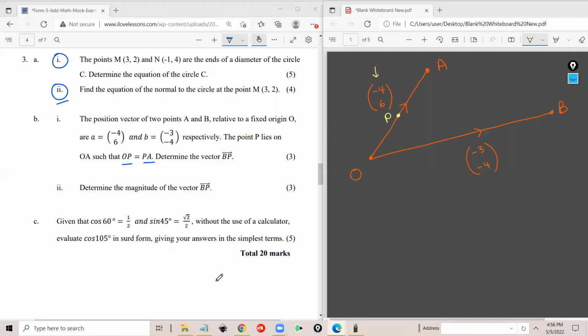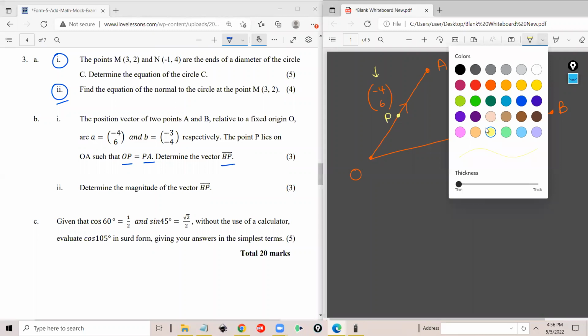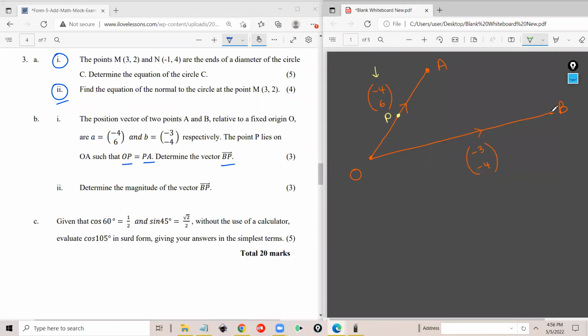All right, so let's see how this goes. They want us to find the vector BP. Now, BP would be this green vector from B all the way to P. So then let's look at the plan here. To go from B to P, I think we need to go from B to O and then O to P. So let's put down the plan for the examiner. B to O and then O to P.